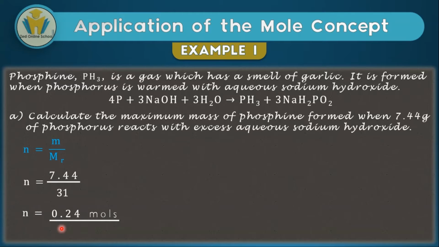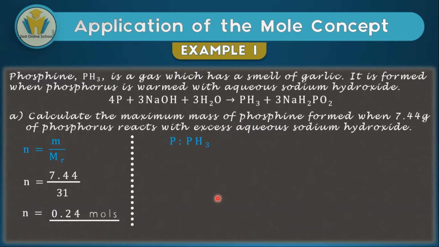How are we going to use our mole ratios? Remember that from the examples we looked at when we were studying the concept of mole ratios, we were able to find the number of moles of something we didn't have using something we had. So here it's like they're telling us 0.24 moles of phosphorus are reacted with excess aqueous sodium hydroxide. How many moles of phosphine are produced? That's the question you ask yourself in the second step.